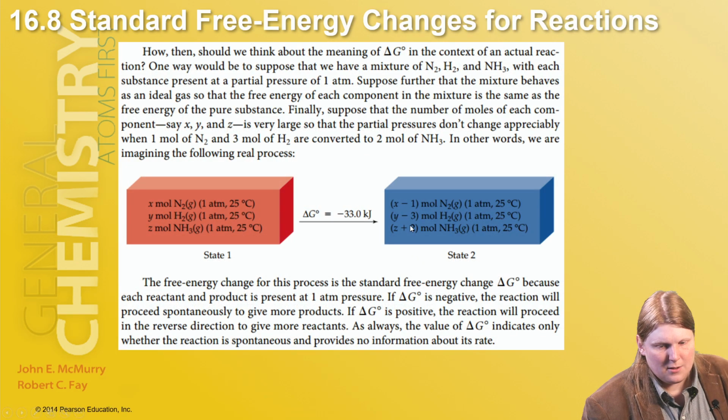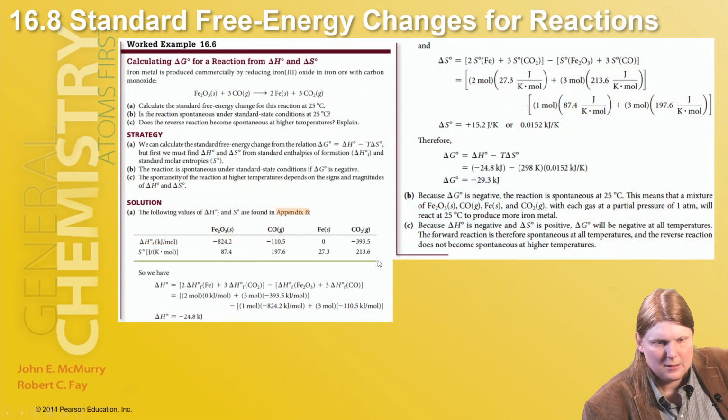Now we're imagining this real process. They say here that the free energy change for this process is the standard free energy change, delta G naught, because each reactant is present at 1 pressure. And again, as always, the value of delta G naught indicates only whether the reaction is spontaneous, but doesn't provide anything about the rate. So again, we're thinking about more hypothetical situations and remembering that delta G doesn't really tell us anything about the rate.